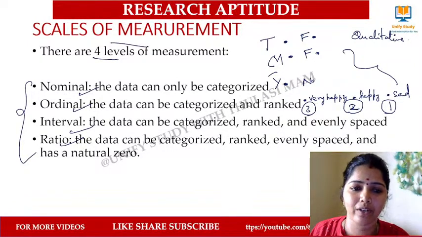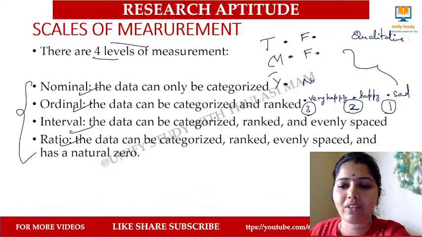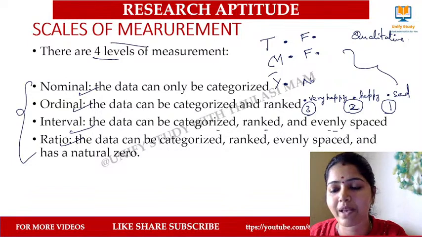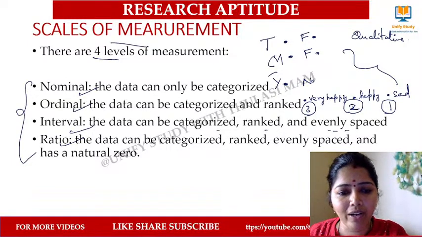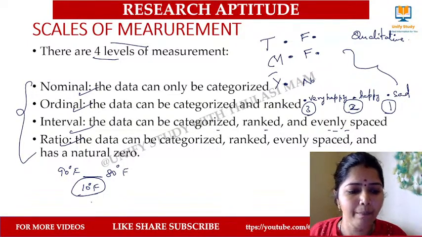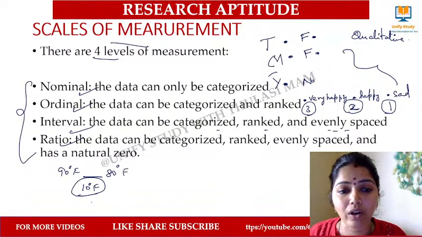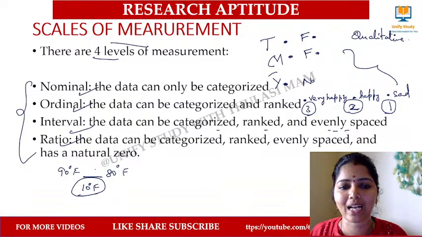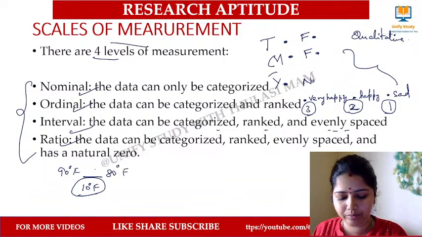It's qualitative data. So next, when I move to interval data, there the data can be categorized, ranked and evenly spaced. Example: whenever I say the temperature yesterday was 90 degrees Fahrenheit, and today it was 80 degrees Fahrenheit. That 10 degree difference gives me some meaning, right? That evenly spaced value has a meaning, and that we call interval data. Yes?